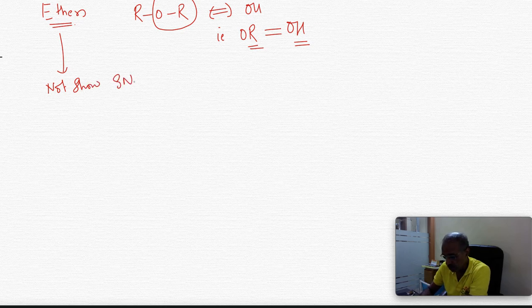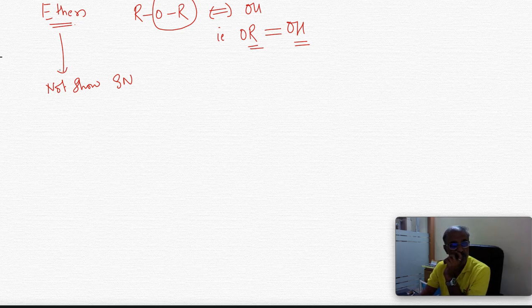See, if I am saying it will not show, that does not mean it will never show. If at all it shows, then it will show in a very drastic condition. But generally it will not show nucleophilic substitution reaction. So you can say it is unreactive. Generally ethers are unreactive towards SN reactions.